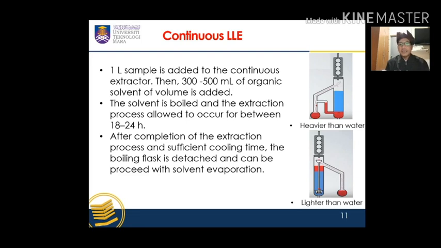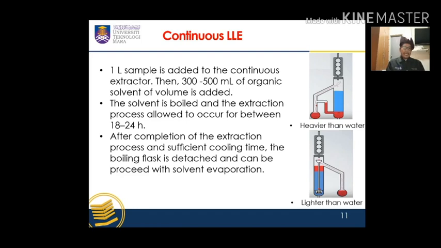As I mentioned in a previous slide, 2 common versions of continuous LLE are present. The first diagram shows that the solvent used is heavier than water, for example dichloromethane. It has a greater density compared to the aqueous sample. The solvent reservoir is heated slowly and converted into vapors which move up and are condensed, and the organic solvent is converted again into liquid. This solvent is heavier than water, thus it slowly descends to the bottom together with the analyte of interest in the aqueous sample. The level of solvent increases and the solvent falls back into the reservoir.